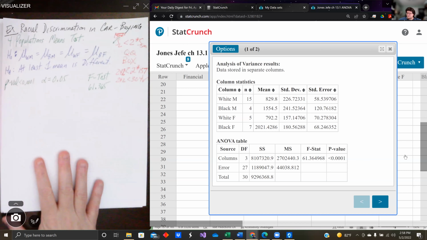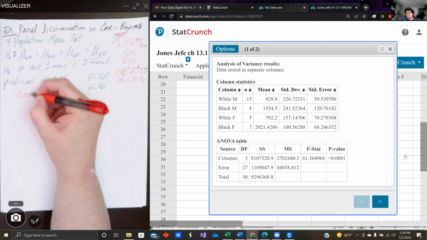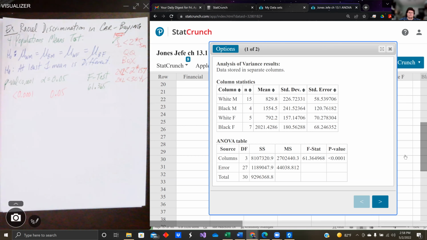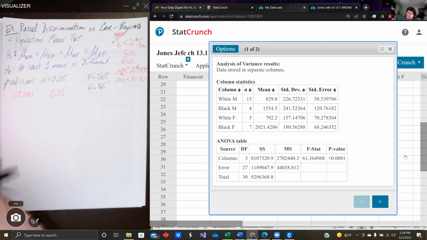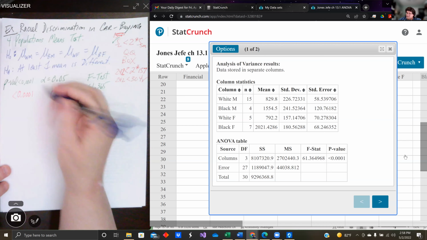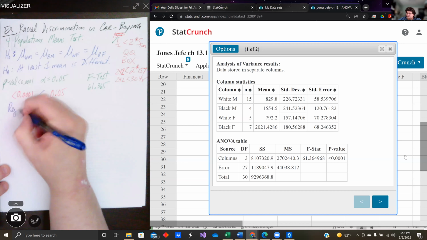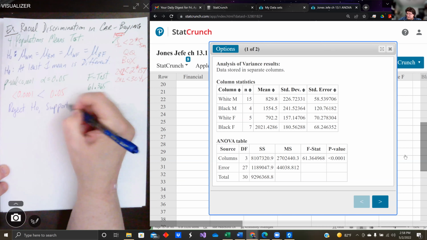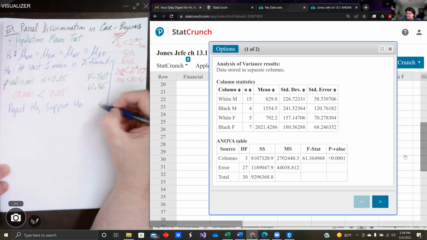And so now we get to make a decision. We're going to compare the p-value, which is less than 0.0001, and alpha, which is 0.05. The p-value is much lower than alpha. So the p-value is too low. We reject H0, we reject the null, which means we support HA. HA was that at least one mean is different.